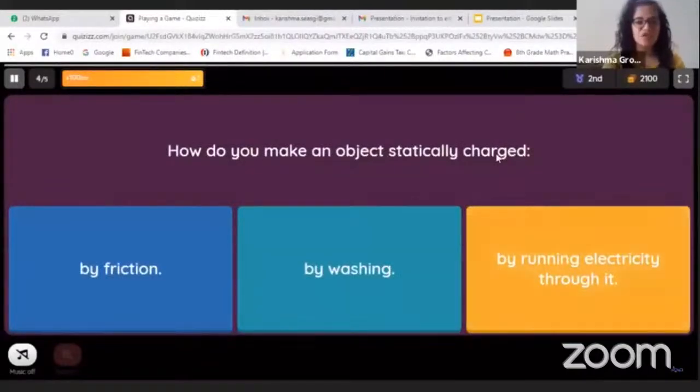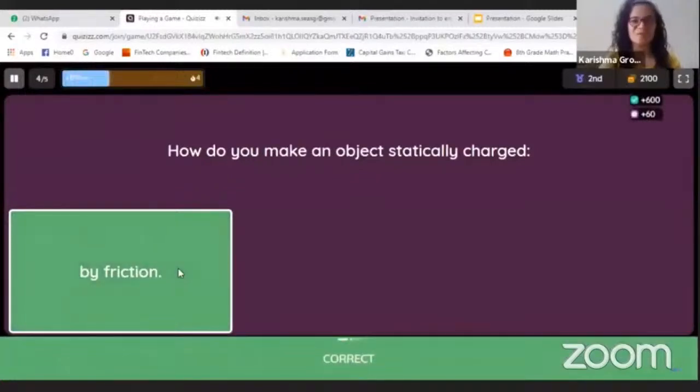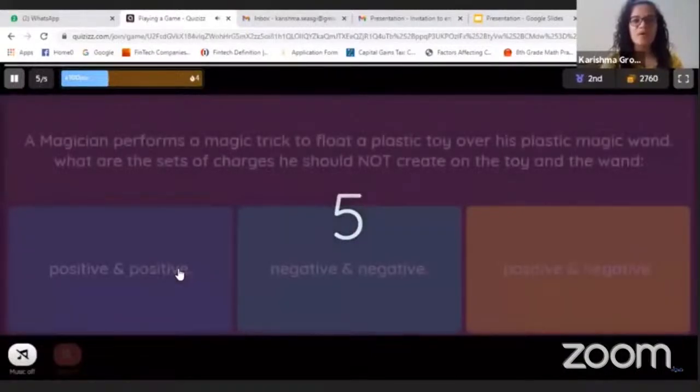How do you make an object statically charged? Is it by friction? Is it by washing? Or by running electricity through it? Okay, so rubbing the rod, did we run electricity through it? No. Did we wash it? We were not cleaning it. Don't worry. Did we rub it? We created friction, and that's how it got statically charged. Good job.